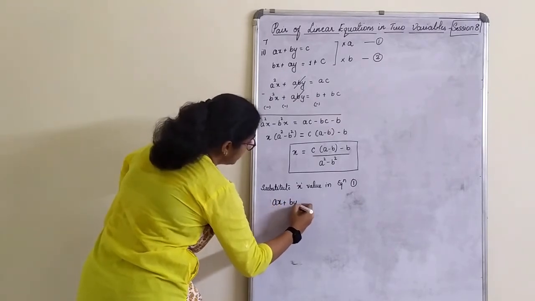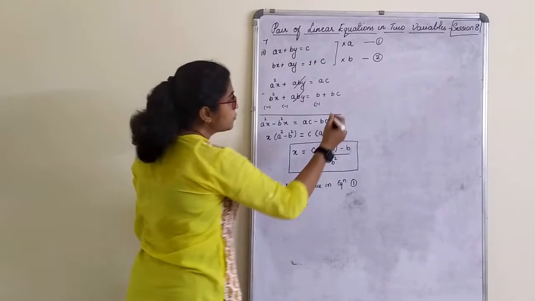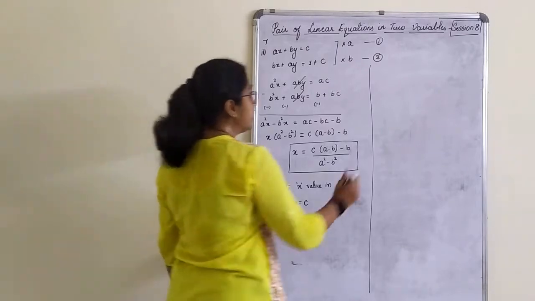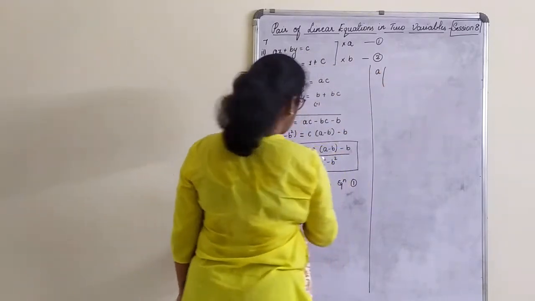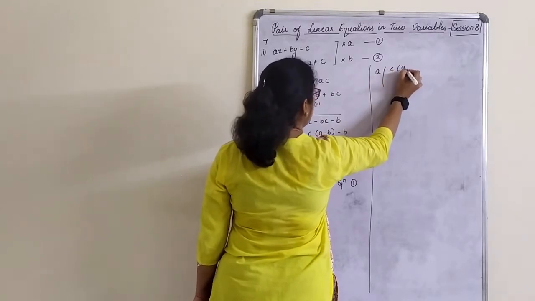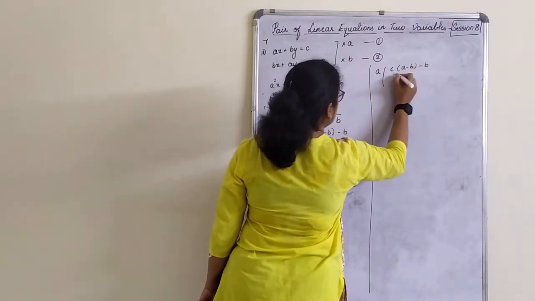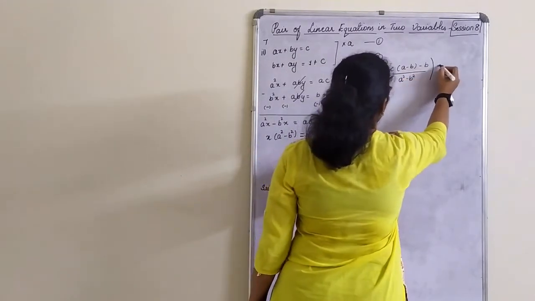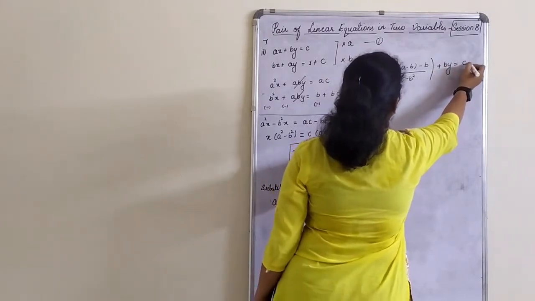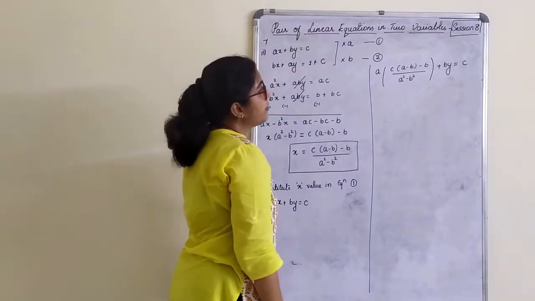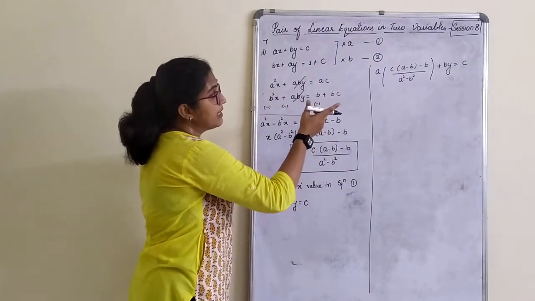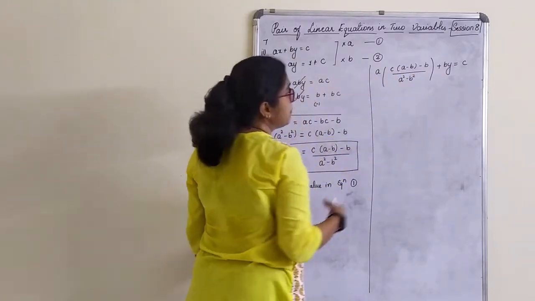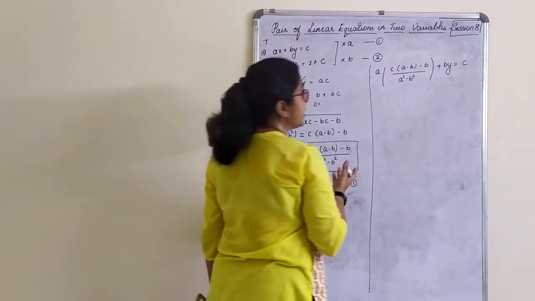ax plus by is equal to c. I will substitute this side, children. ax plus by is equal to c. The x value, I will keep a as it is. What is x? That is nothing but c of a minus b over a square minus b square, plus by is equal to c. Right? Now this is the x value and that is c. So did I do it correctly? Yes. Now we will keep this, first finish multiplying the part, and then we will see what best we can do with it.